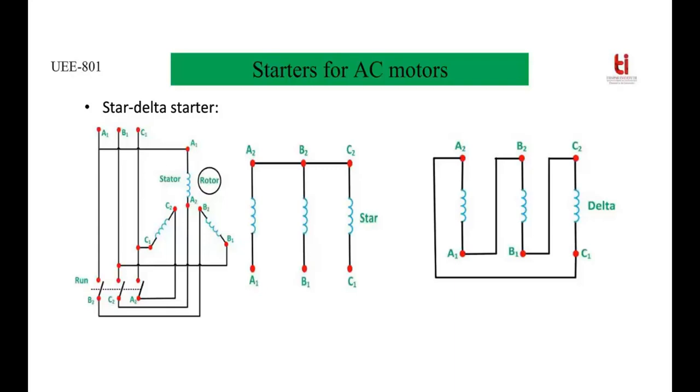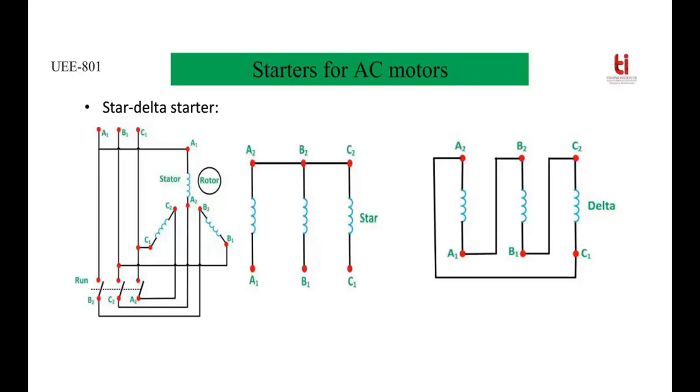Initially the motor is started with a star connection, because in a star connection we know that VL is equal to root 3 VPH. So the phase voltage is VL by root 3. In case of delta connection, VL is equal to VPH, or line voltage equals phase voltage. So if the motor is started with a star connection, then the phase voltage is reduced by 1 by root 3 times. Subsequently, torque will be reduced by 1 by 3 times, because torque is directly proportional to voltage square.